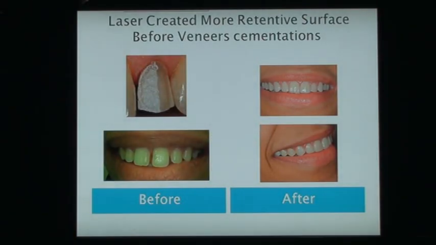Laser creates a more retentive surface before veneer cementation. Here we have this tooth. You can see the difference between this part and this part. Here we use the bond prep step by laser and etchant. Here only we use the etchant. You can see the difference. As I mentioned before, studies show that the cementation or the bond strength will be better by using the bond prep step by laser.